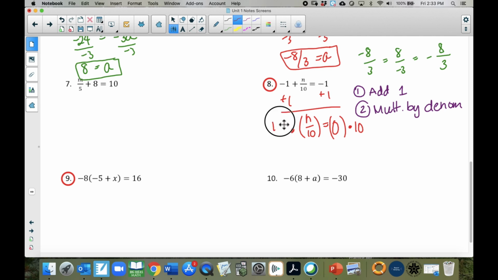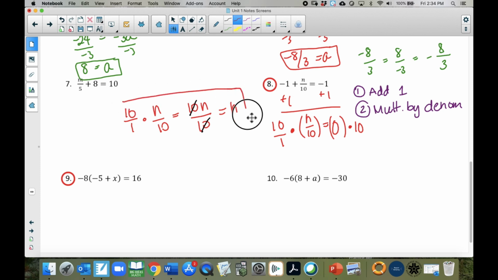But you know what? I'm going to call it 10 over 1. The reason I'm going to call it 10 over 1 is that it makes more sense to some people when we're multiplying fractions. In fact, I'm going to come over here and show you. When we multiply fractions, you multiply straight across. Straight across the numerator, that's 10 times n. Straight across the denominator, 1 times 10 is 10. Then we can cancel those 10s, and we get our final answer of n.